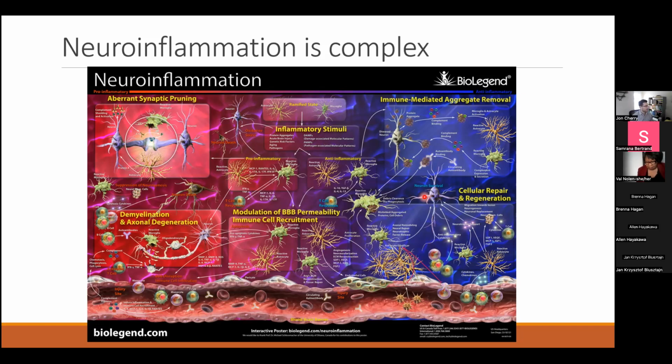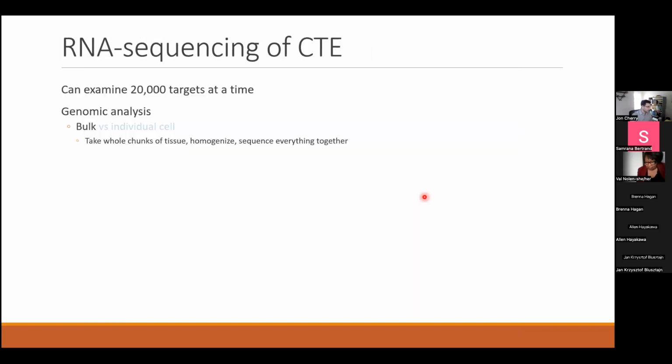It needs to be a very complex analysis that we take to understand this. And there are a couple ways we can do this, but what we chose to do was RNA sequencing. So RNA sequencing in these contexts of CTE lets us examine 20,000 targets at once. It lets us examine many facets of the immune response, but also many other responses in general. And it's one of the preferred ways to really understand the full spectrum of changes that are occurring in these degenerative diseases. And there are a couple different ways to do this.